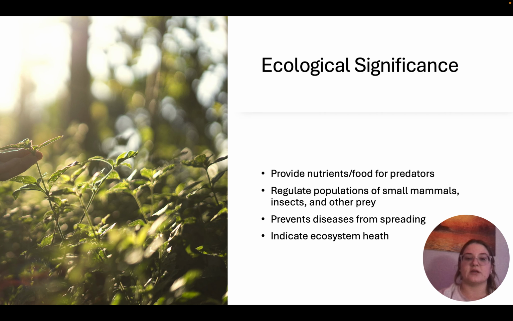Finally, let's go into the ecological significance. So why do reptiles matter in our environment? Reptiles provide nutrients and food for predators, as well as regulating populations of small mammals, insects, and other prey, so kind of what they eat. They also prevent diseases from spreading, and they indicate that an ecosystem is healthy. Herbivorous reptiles promote plant growth as well as nutrient cycling and habitat maintenance, and reptiles are used in traditional and modern medicines.